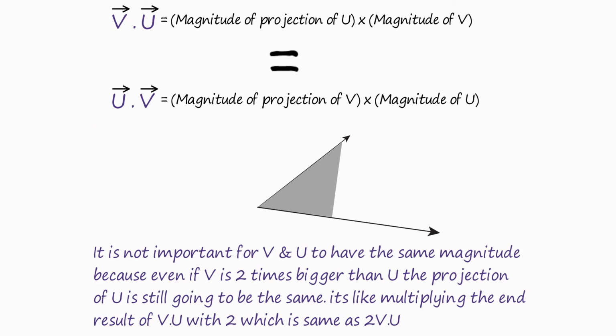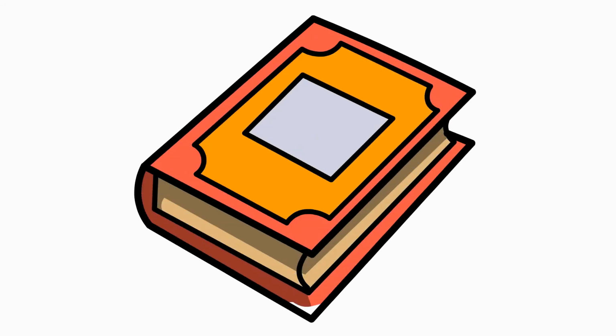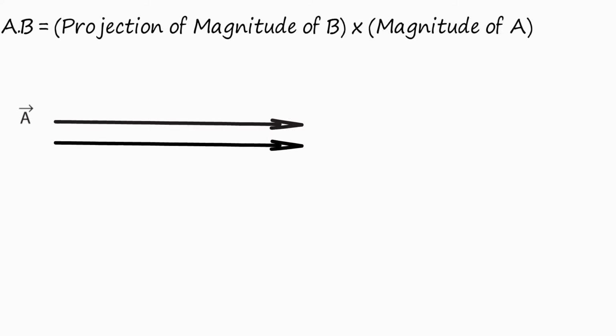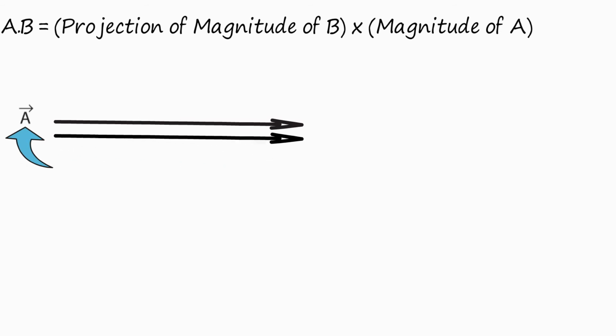Isn't that just amazing? Well, there is also an amazing way to represent this without having the need to use any diagrams. It's because math is just amazing and it gives us patterns to play with. So if you notice, if these vectors are in the same direction, then we can multiply the magnitudes directly because the projection is the same as the actual size of the vector.